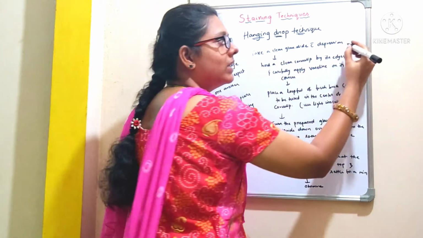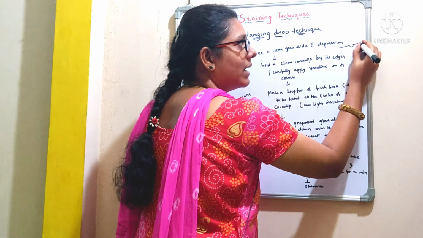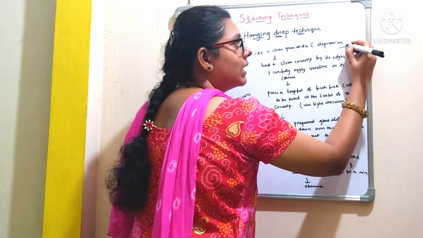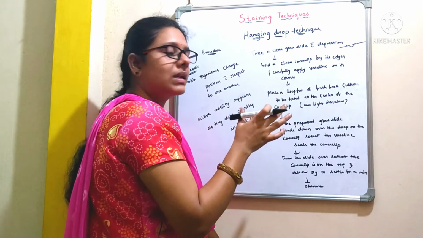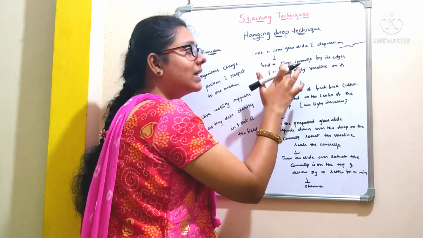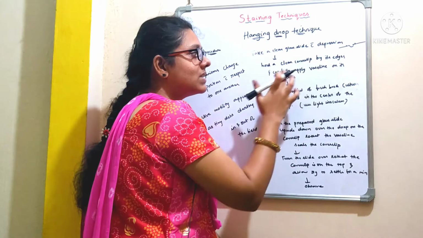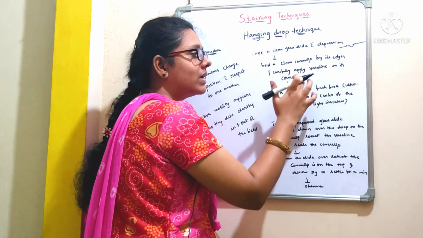Coming to the procedure of this hanging drop technique, so first we need to take a clean glass slide with a depression. See, this is how the slide looks like. Here we can apply a Vaseline or a petroleum jelly. Okay, in the next step you have to hold a clean cover slip by its edges and carefully apply Vaseline on its corners.